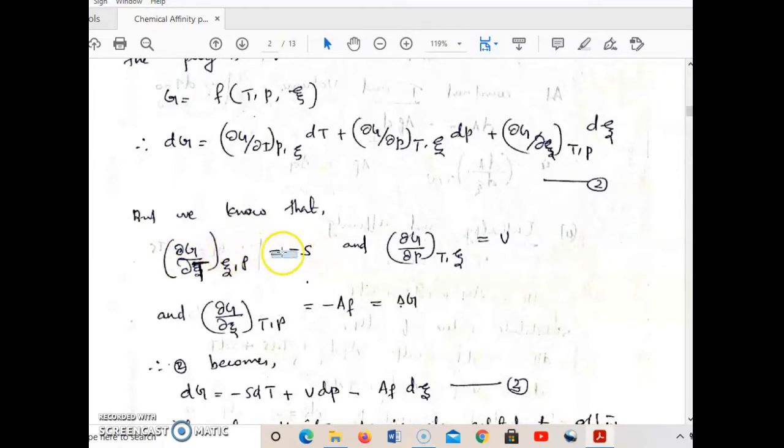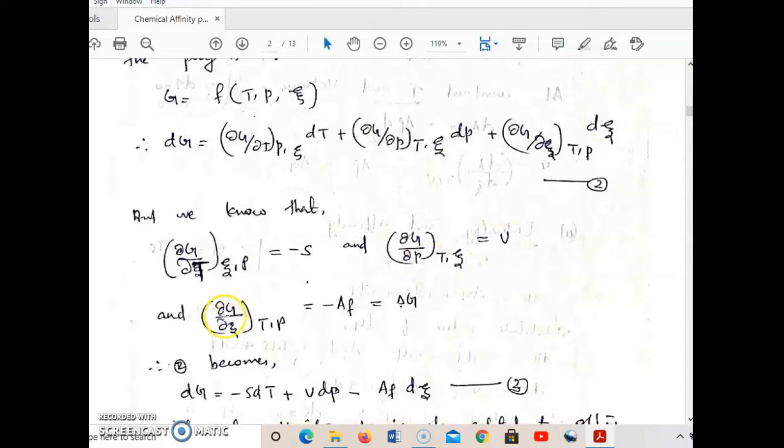dG was equal to minus SdT, and when we express it as ∂G/∂T, it became equal to minus S. And from the same expression, at constant temperature, this dT term will be equal to 0. So we have only dG equal to VdP. And when we take dP to the left side, we get ∂G/∂P at constant temperature and theta equal to volume. So we have both these expressions, ∂G/∂T at constant theta and pressure is equal to minus S, and ∂G/∂P at constant temperature and theta is equal to volume V.